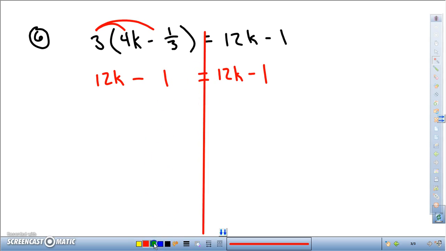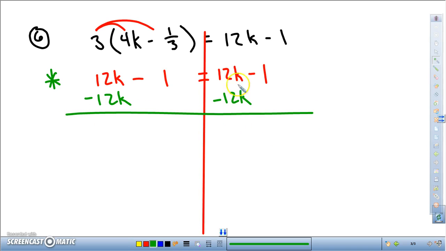Okay, now at this point, if you realize, hey, I've got the same thing on both sides, and no matter what I plug in for k, if I multiply it by 12 and then subtract 1 from it, I'm going to get the same thing on both sides. Okay? If you don't notice that, then just continue on the way you have up to this point.